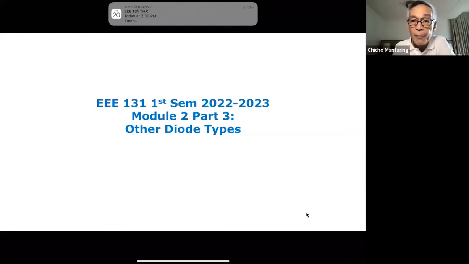The last subtopic under diodes is actually other diode types. Now, most of this material, if you go through the notes, is really very qualitative, the discussion of the other diode types. The only thing that was discussed at some length in this particular submodule is the Zener diode. So I just wanted to go through that very quickly with you.